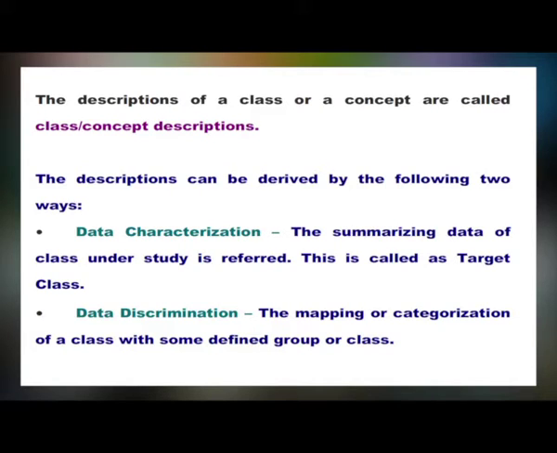The descriptions can be derived in the following two ways. The first way is data characterization, which means summarizing the data of the class under study. This is called the target class. The second one is data discrimination. This is the mapping or comparison of a class with some predefined group or class.